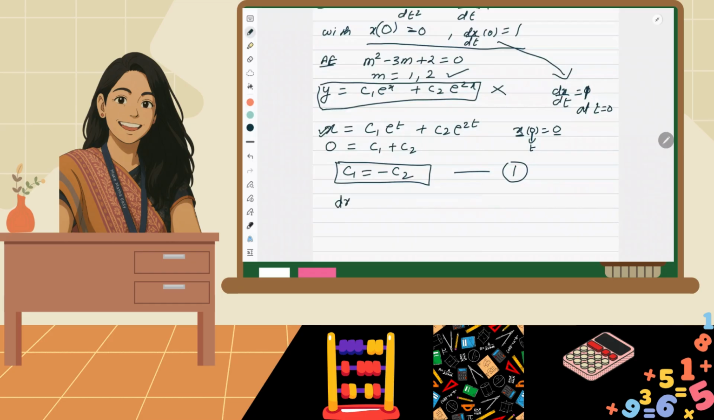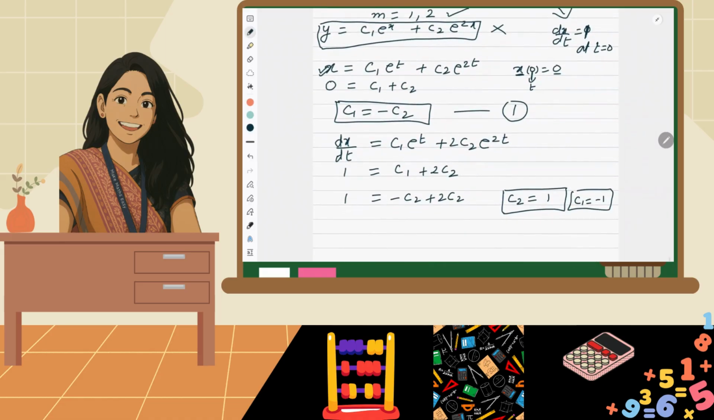So if I differentiate, dx by dt is equal to c1 e to the power t plus 2c2 e to the power 2t. Now they are saying dx by dt is 1. So dx by dt is 1 when t is 0. So c1 plus 2c2. Right, but I already know that c1 is equal to minus c2. So 1 is equal to minus c2 plus 2c2. So this will be c2 is equal to 1. So I got c2 is equal to 1. The moment c2 is equal to 1, I can say c1 is equal to minus 1.